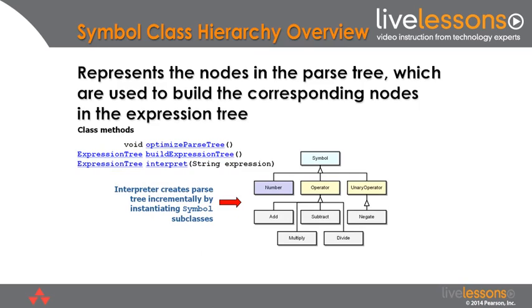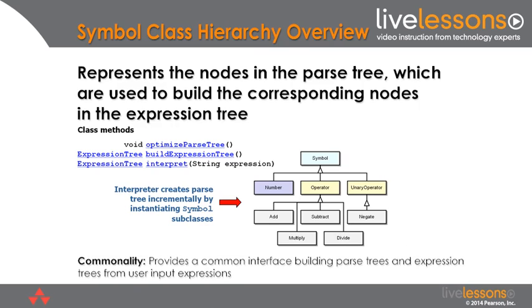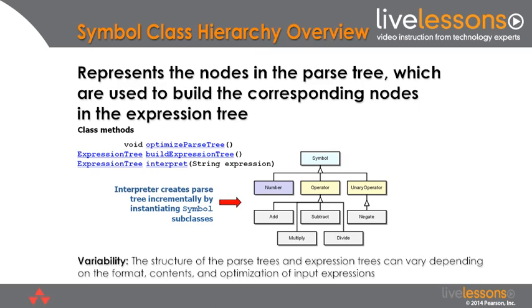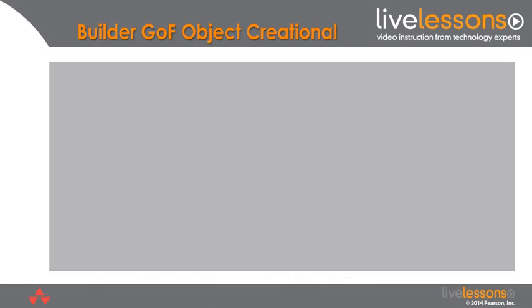The interpreter will create a parse tree incrementally by instantiating subclasses of symbol. From a commonality and variability point of view, we're going to define a common interface for building parse trees and expression trees from user input expressions using our interpreter. And then from a variability point of view, we're going to be able to vary different ways of creating a mapping from the parse tree nodes into the expression tree nodes. This particular way of arranging structures and behaviors is given a name as one of the patterns in the Gang of Four book, and that pattern is called builder.